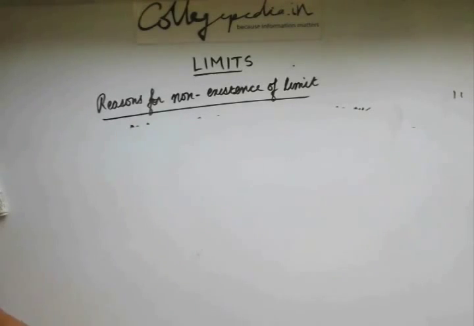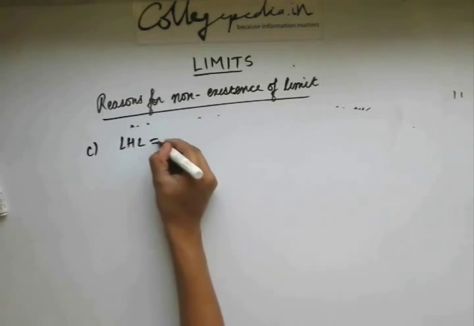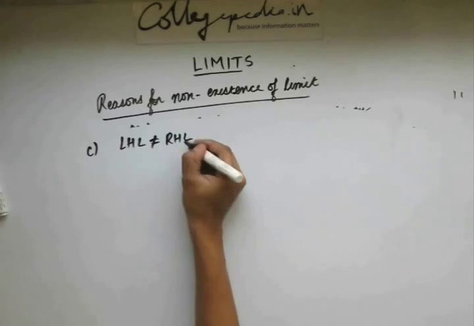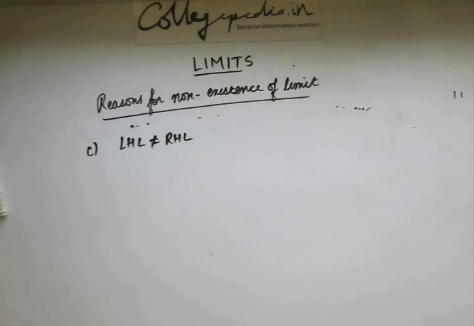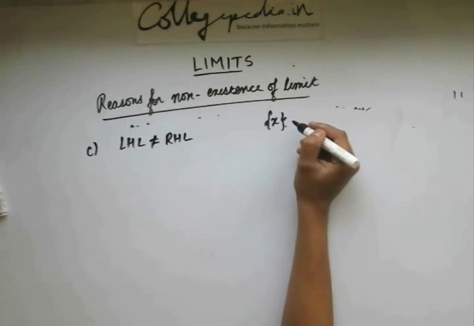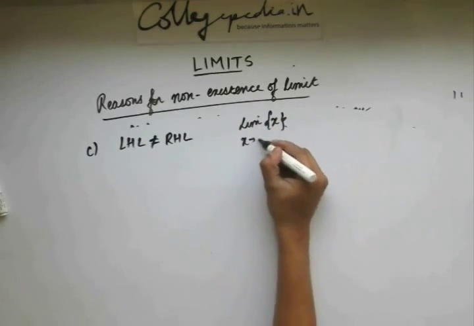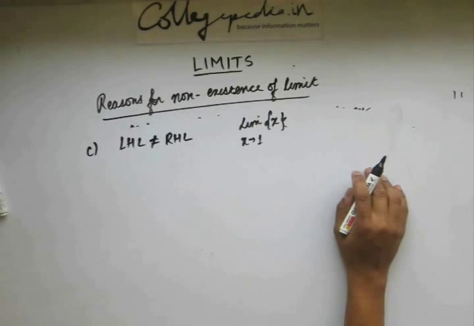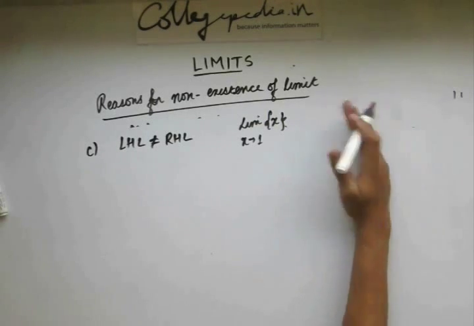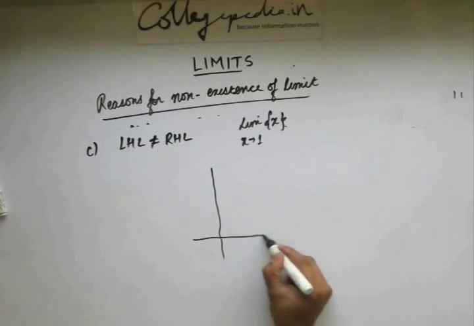The third case is the very obvious case, in which the left hand limit is not equal to the right hand limit. Let's say I take the function fractional part of x, and I ask you what is the limit when x approaches 1. To find this, let's first plot the graph of the fractional part of x.